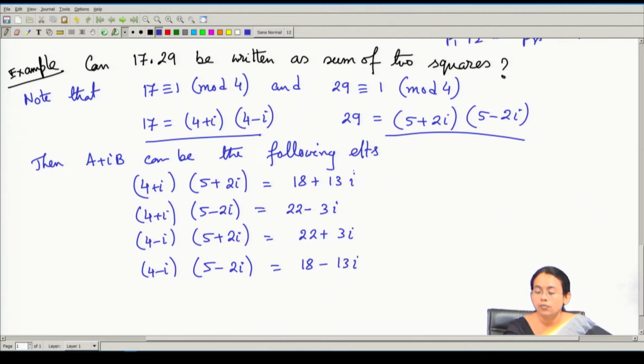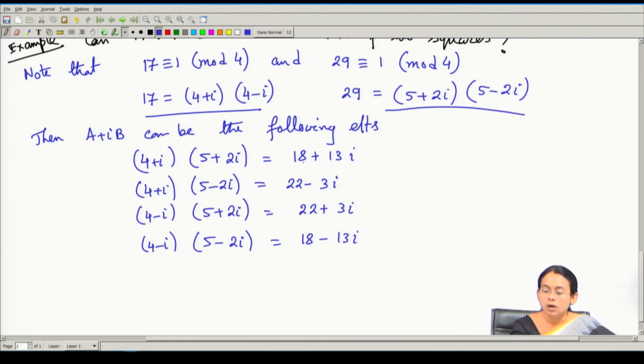You can check that for all these elements, the norm is this integer 17 into 29. Not only that, you can observe that if I multiply all these elements by a unit, its norm does not change.